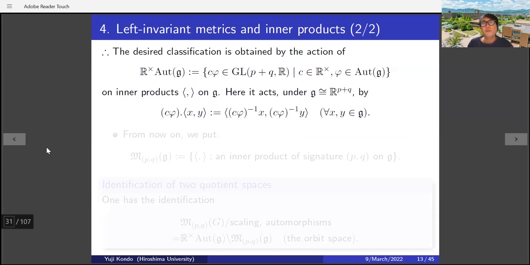So in order to classify left-invariant metrics up to scaling and automorphisms, we have only to consider the classification of inner products by the action of this group. Here R^× Aut(g) is a subgroup of the general linear group generated by a non-zero scalar c and a Lie algebra automorphism phi. This subgroup acts under the identification as a vector space. R^× Aut(g) acts on inner products by this formula.